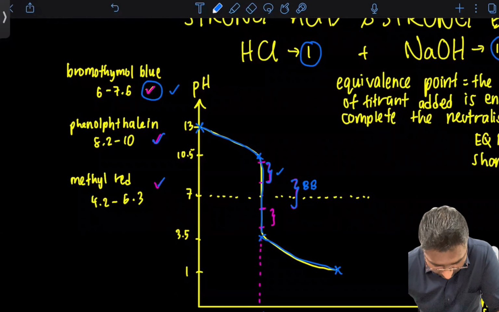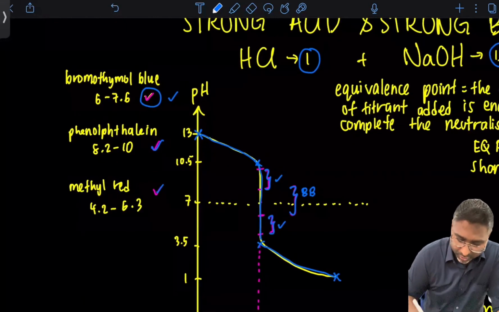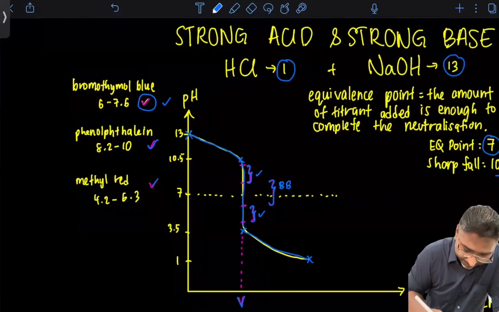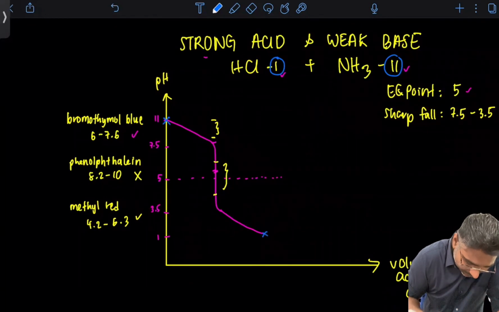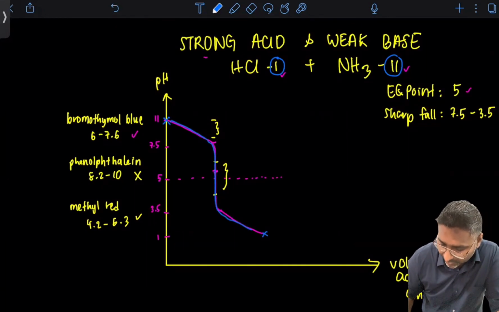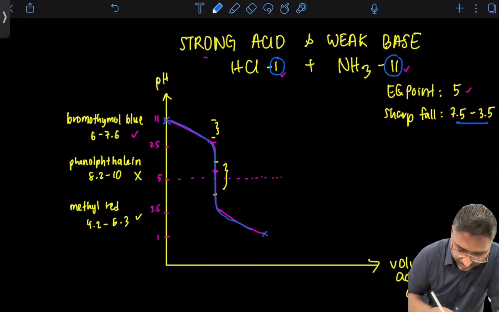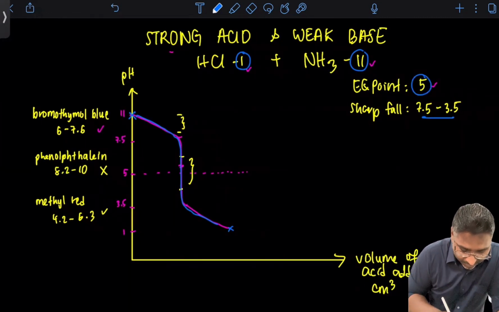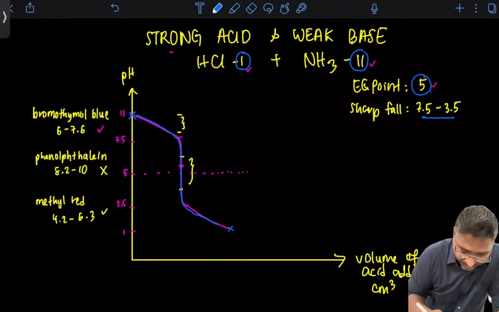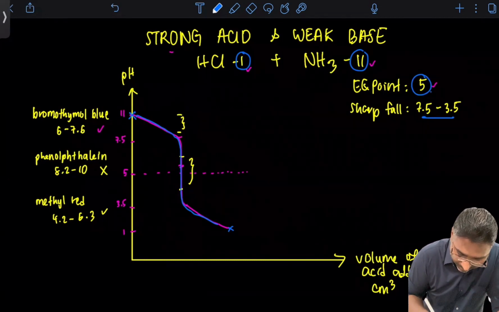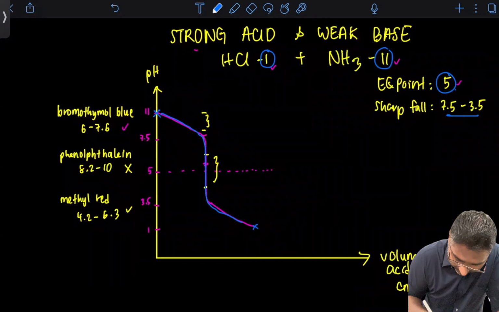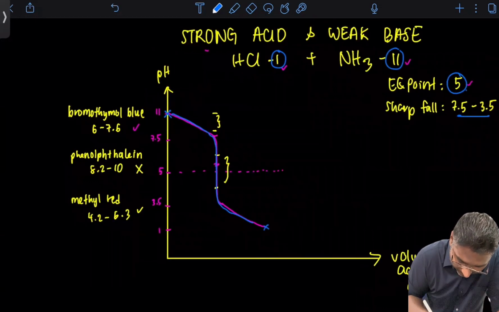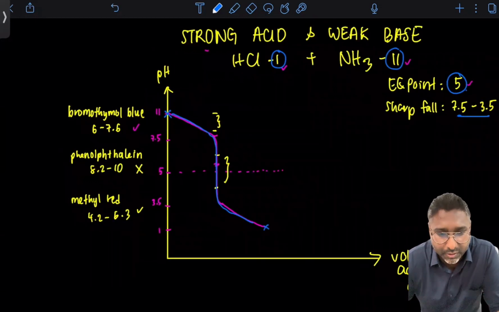But if you go to strong acid and weak base, strong acid pH 1, weak base 11, so you start from 11. This is 1, so you go from here to here. The drop is going to be 7.5 to 3.5, the equivalence point. The midpoint is going to be at 5. Whether we can use bromothymol blue or not: 6 to 7.6 is from here to here, still can use, within the sharp fall.